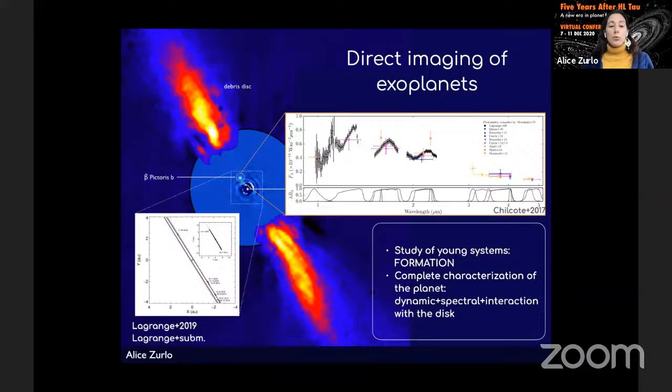But in general, with direct imaging, we can retrieve astrometric points to then calculate the orbital parameters of the planets. And as you can see, we can extract the spectrum of the planet. Since many of you in the audience are experts in disks, you may like that with this technique, we can also study the interaction between the planets and the disks, because we have a complete picture of the system altogether.